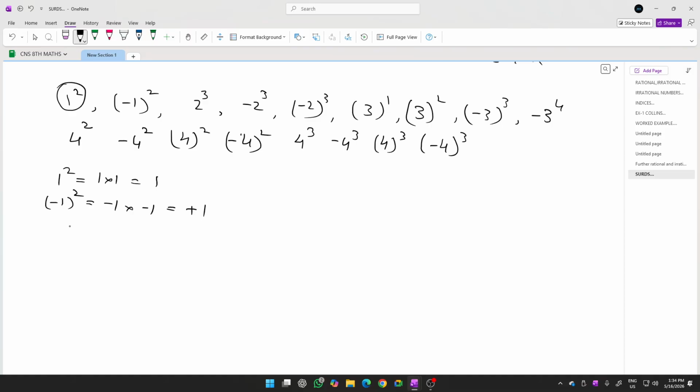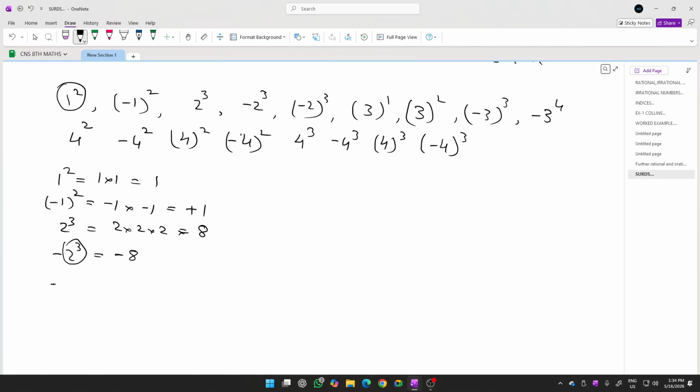Then next is 2 raised to 3. This will be 2 you have to multiply 3 times. The answer will be 8. Okay, 2 into 2 into 2 is 8. Right? Then next is minus 2 raised to 3. Because bracket is not there, first you do this. So this will be 8. And then you multiply with this minus.